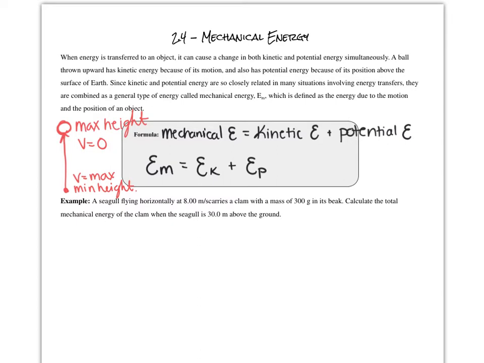So for example, a seagull flying horizontally at 8 meters per second carries a clam with a mass of 300 grams in its beak. Calculate the total mechanical energy of the clam while the seagull is 30 meters above the ground. So in this case, we are looking to calculate the total mechanical energy, knowing that this clam has potential energy due to its height above the ground, but it also has kinetic energy because it is in motion.